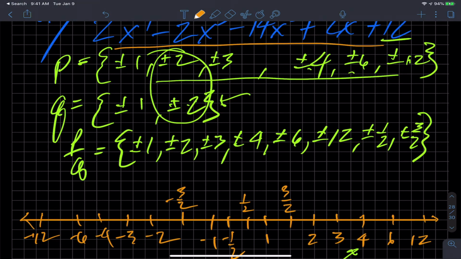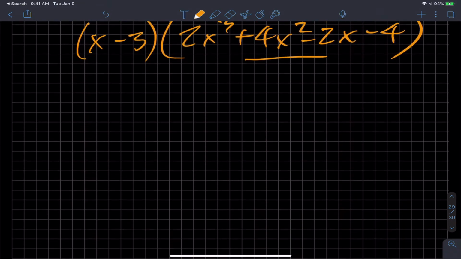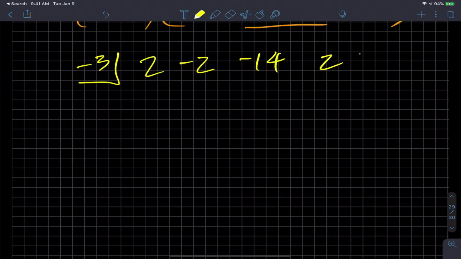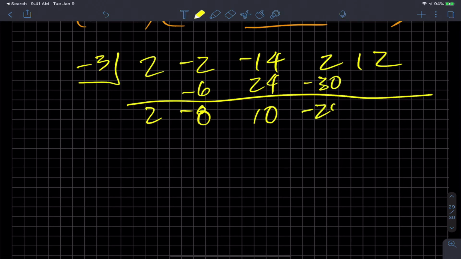And we can try, well, I tried 4 before, and I suggested that 3 is actually closer to the middle, so let's try negative 3. So we'll try negative 3, and what was it? 2, negative 14, 2, and 12. 2, it's negative 6, that's negative 8. Negative times negative is positive, 3 times 8 is 24. Now I'm going to get 10. So far they're alternating, negative 30, so that's negative 28, still alternating.